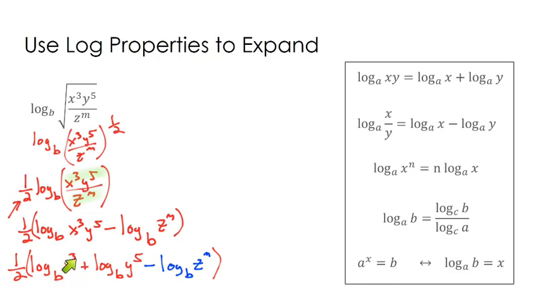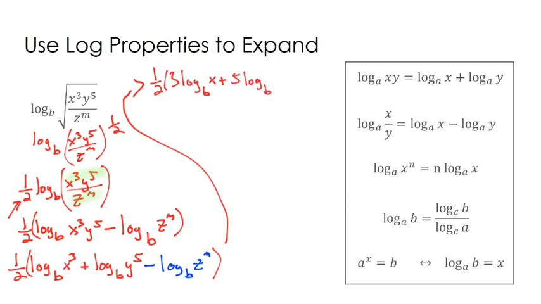Our final step here is going to be to take each of these exponents and make them coefficients out in front. Okay? And so I'm just going to come up here to where I have space. And I'm just going to copy everything. So I have 1/2. It's going to become 3 log base b of x plus 5 log base b of y, and then minus m log base b of z.